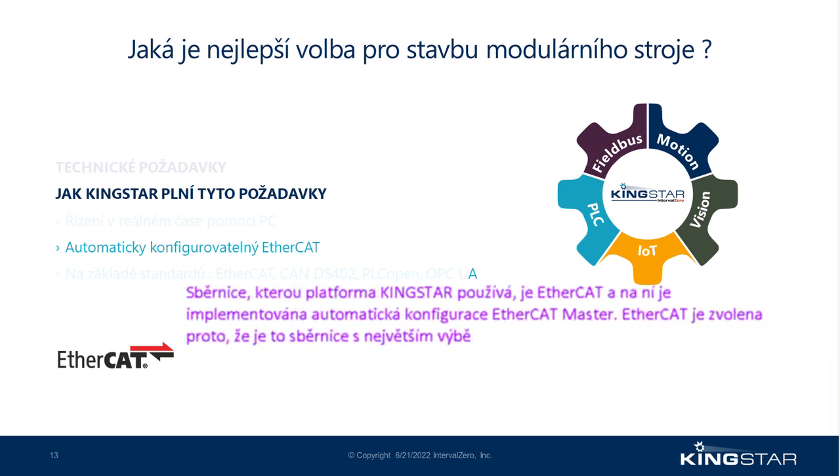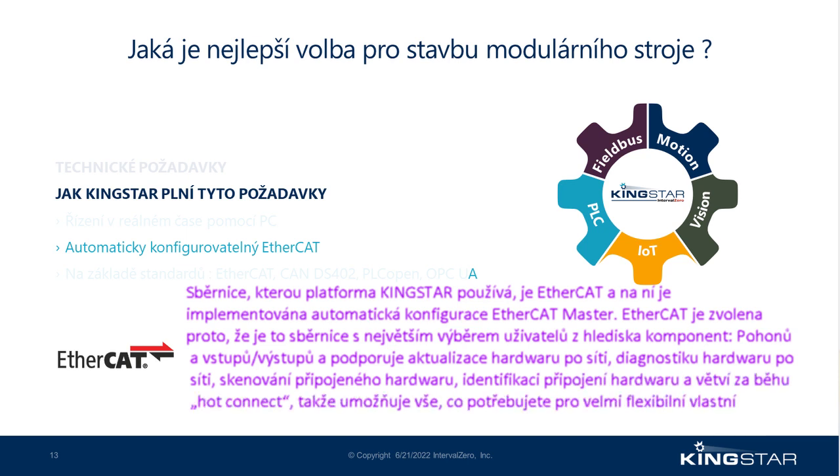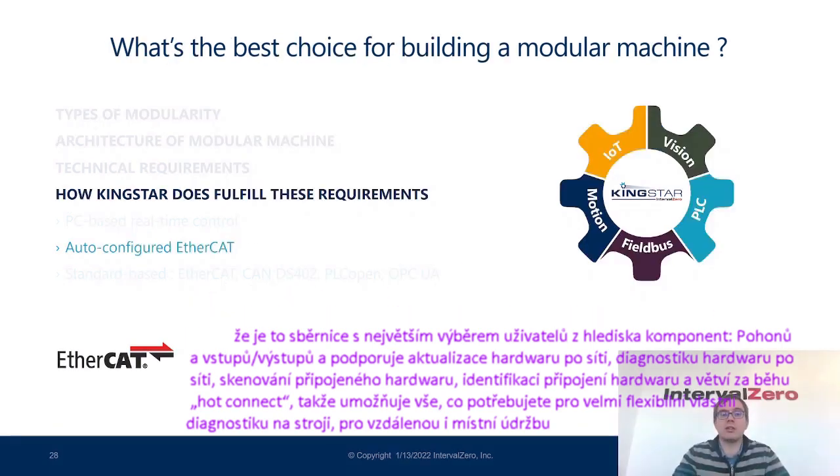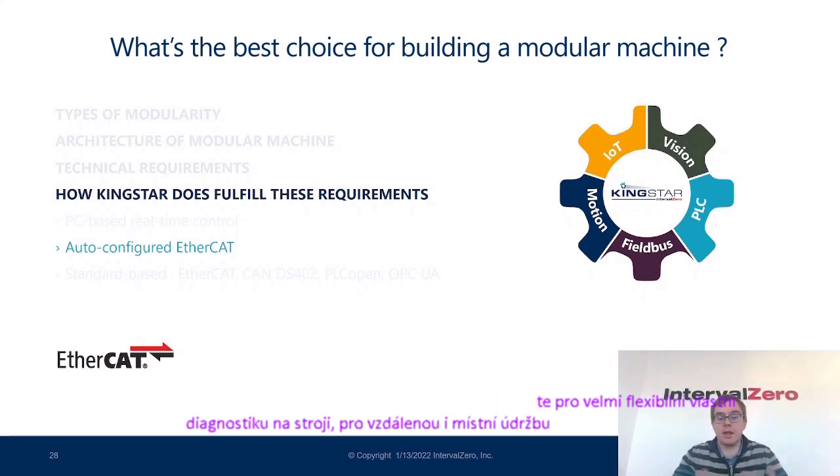The field bus that we have selected for this platform is EtherCAT, and we built an automatic configuration on top of this EtherCAT master. EtherCAT is selected because it is the field bus with the most users, the most choice in terms of drives and IOs. And it supports updates of the hardware over the network, diagnosis of the hardware over the network, scanning of the connected hardware, identification, hot connects of the hardware, and branches. So it allows everything that you need to have a very flexible and self-diagnosis on the machine for remote maintenance and local maintenance.